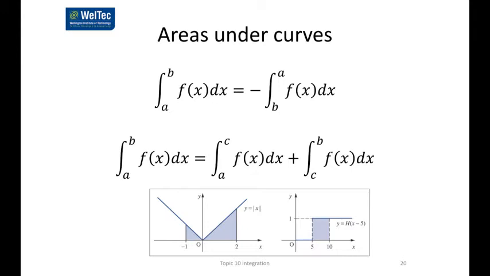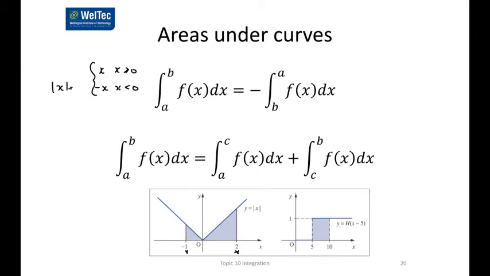Now let's have a look at the first of these problems, where you're asked to find the area between -1 and 2 under the curve y equals absolute value of x. Now remember that the absolute value of x is equal to the value of x if x is greater than or equal to 0, and the opposite of x if x is less than 0. So have a look at the diagram.